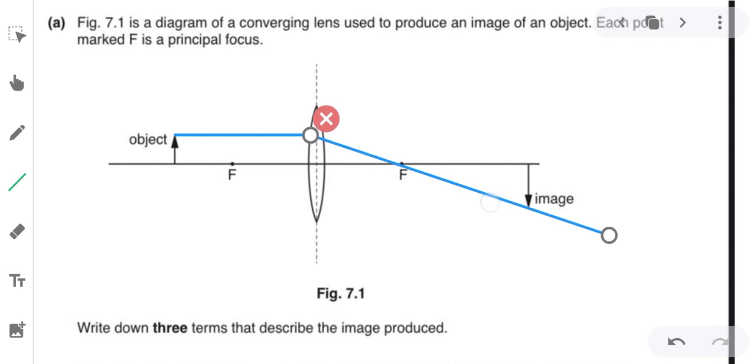Like this. And then there is also another rule that if a ray passes through the center, it will not get refracted, it will go straight. You see that if a ray passes through the center, it will not change its direction. So you see that this shows that because the rays are actually cutting each other, the image is real.